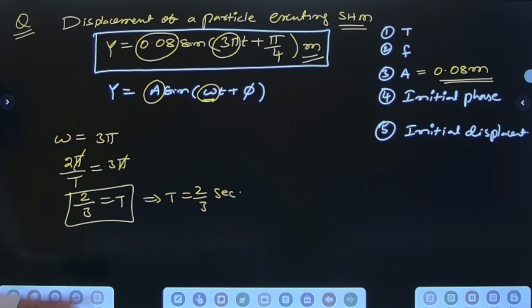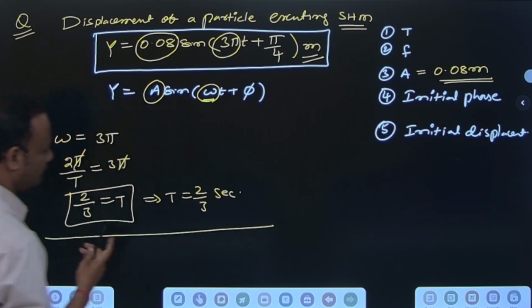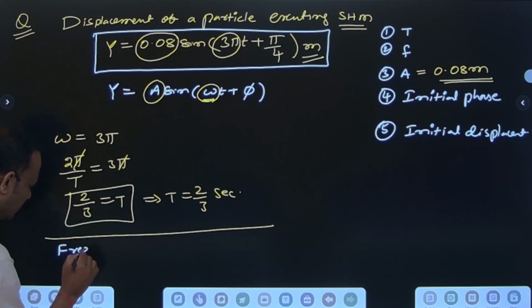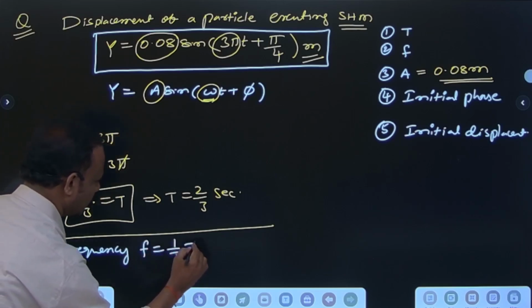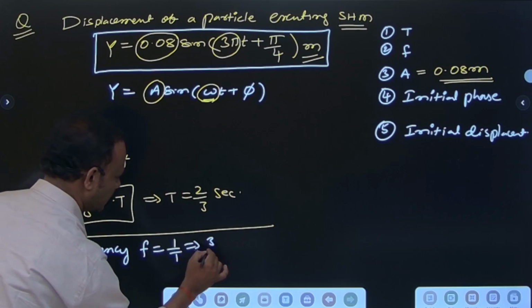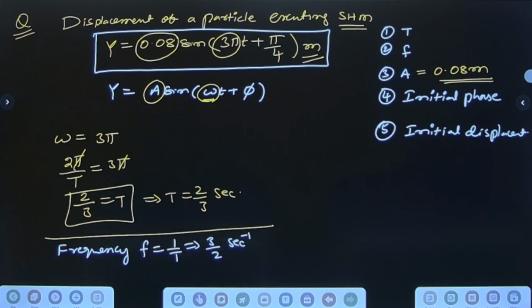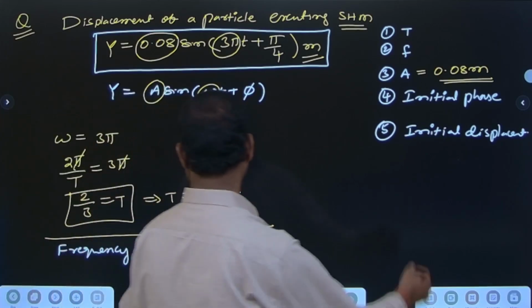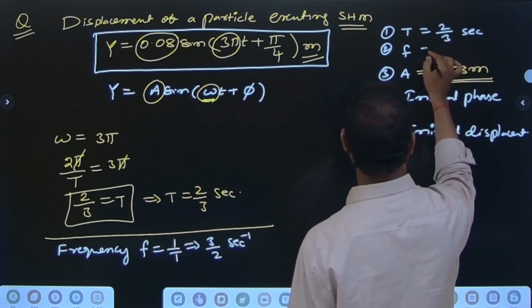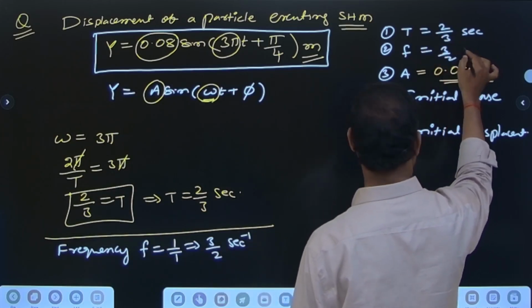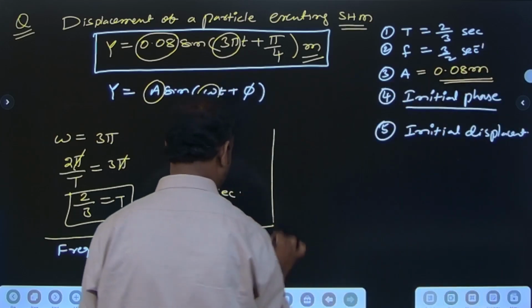What is the time taken? T means, so this will be cross multiplied. Next one, if he is talking about the frequency, f is equal to 1 by T. 1 by T means 1 by 2 by 3, which is 3 by 2 second inverse, 1 by second. So the time period we have is 2 by 3 seconds, and the frequency we have is 3 by 2 second inverse.